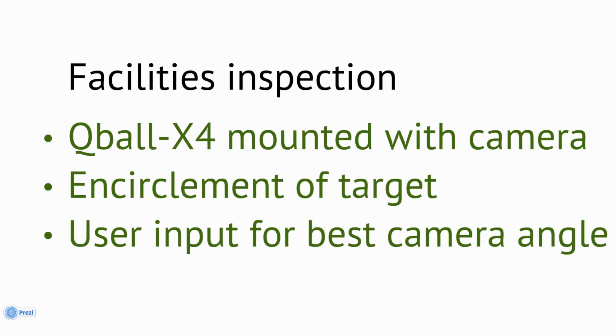For the facilities inspection, it was a bit more complex because we've done two tests. One is for encirclement of the target. What I mean by this is the UAV itself will encircle the robot in the center, and the UAV is mounted with a camera. So first of all, we encircle the target to get some exposure to the robot being inspected, while in the second test we took user input. We had the user himself determine different Cartesian coordinates in order to have the best camera angle.